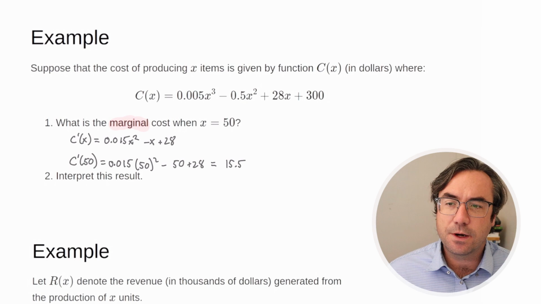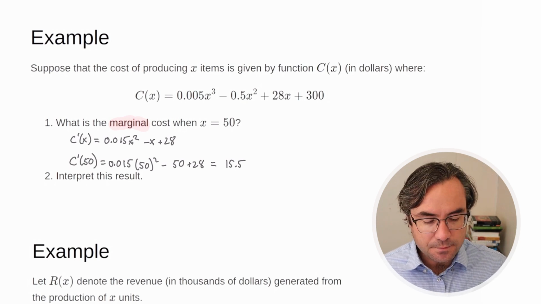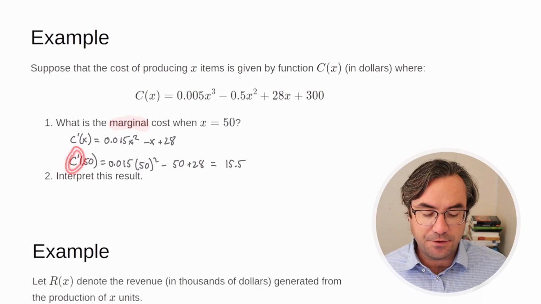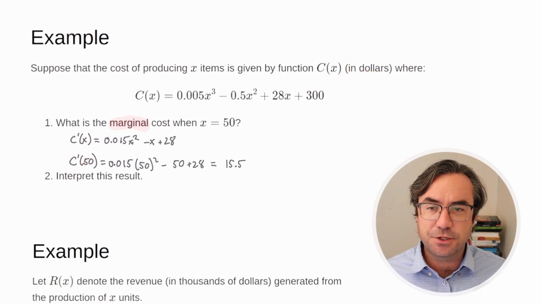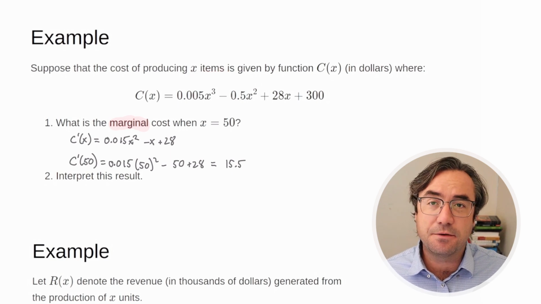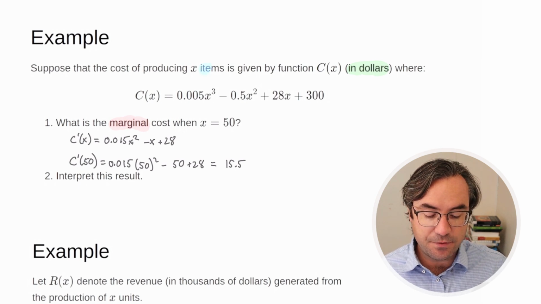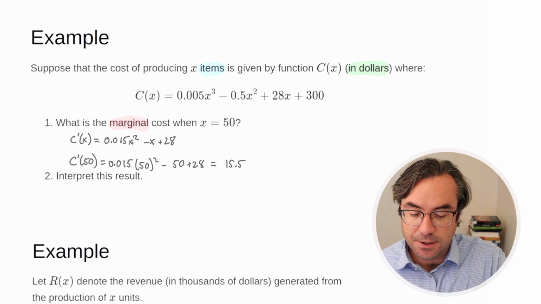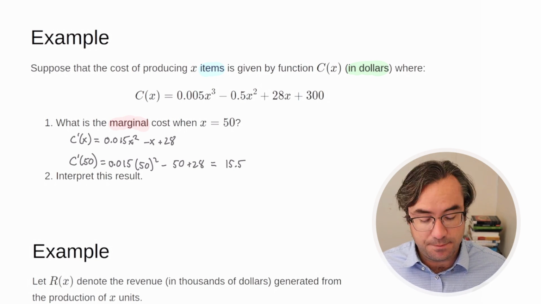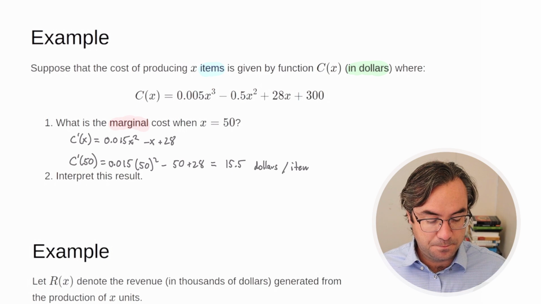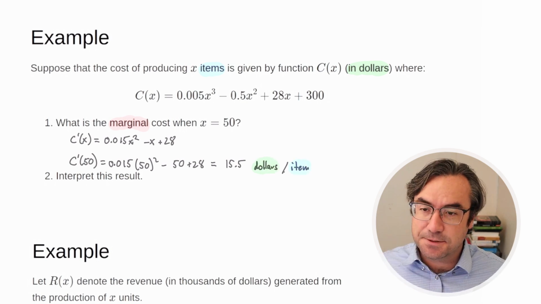Okay, so, well, what are the units here? Well, the units for a derivative are going to be the units of the original function divided by the units of the variable. So the units of our original function are dollars, and the units of our variable are number of items. So the units here are going to be dollars per item. So it's units of our cost function divided by units of our variable x.